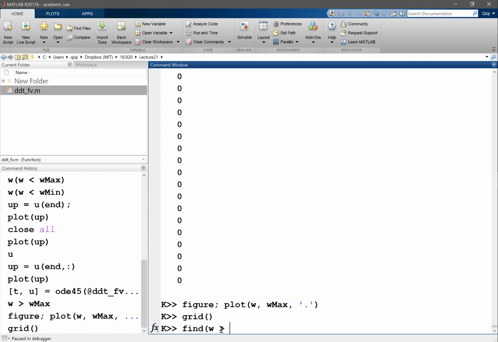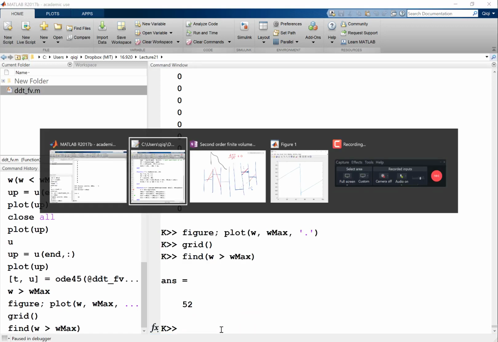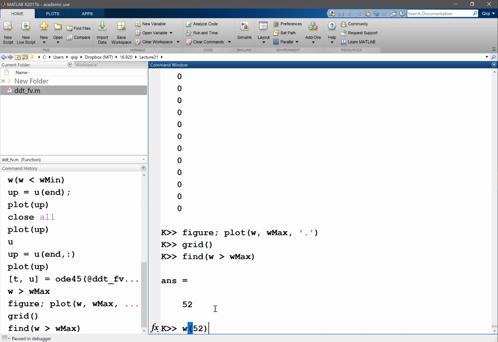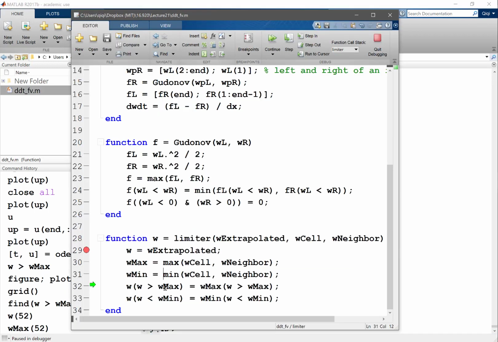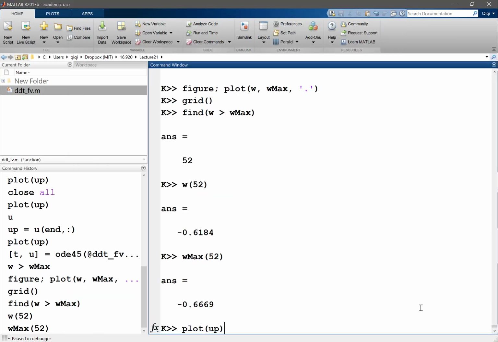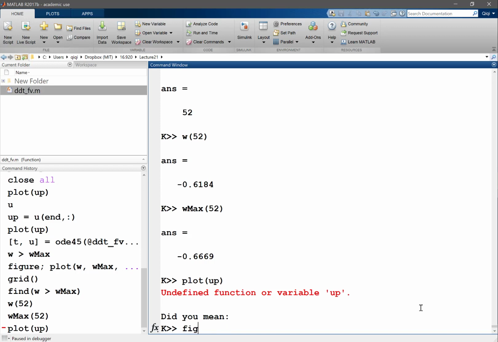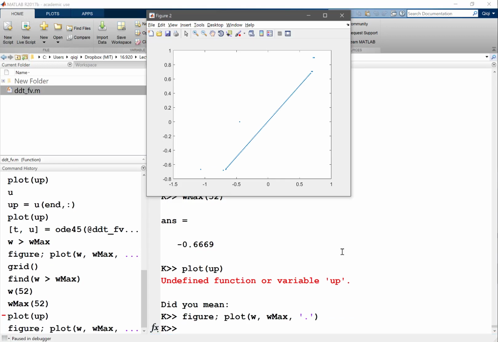Find W greater than W max, 52. So W 52, W max 52. Okay, so W max is actually smaller. Now this should actually set a value, right? So let's step, and if we plot this again, this value should no longer be there.